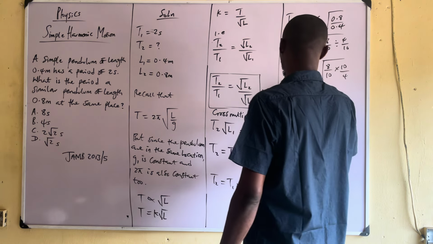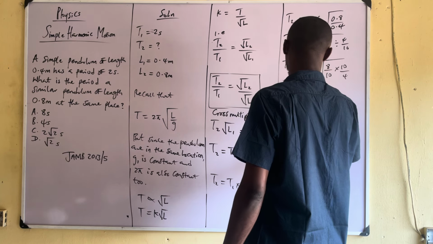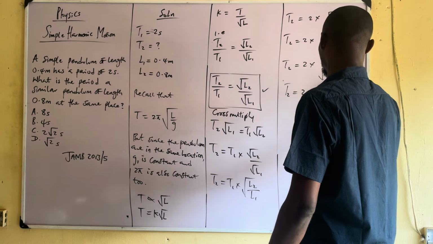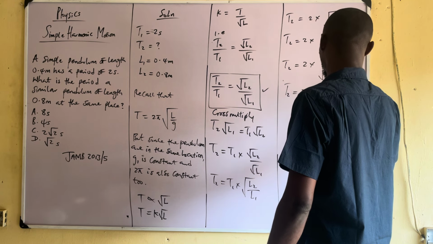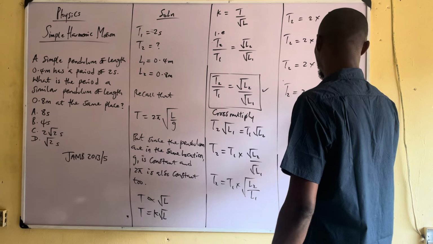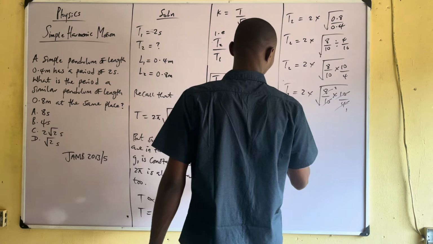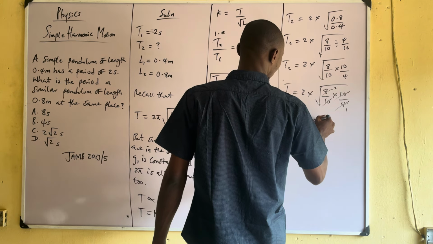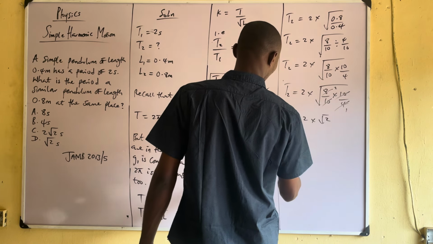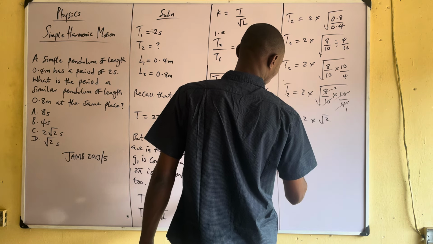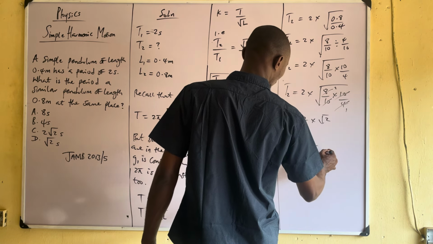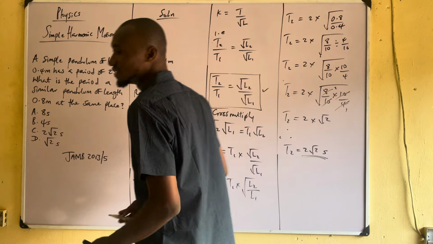So already you know T2 is equal to 2 times root 8 over 10 times 10 over 4. 10 will cancel 10. 4 here 1, 4 here 2. So T2 is equal to 2 times root 2. Therefore, T2 is equal to 2 root 2 seconds. Final answer. Do you understand?